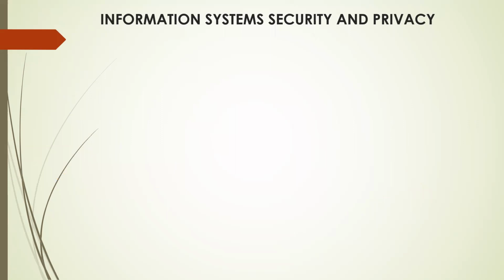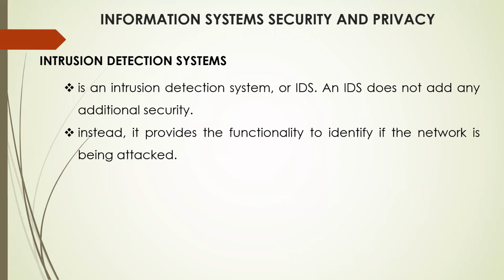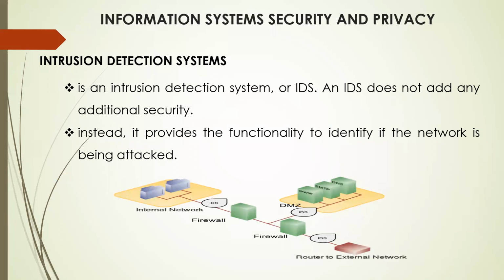Next is intrusion detection systems or IDS. So an intrusion detection system or IDS does not add any additional security. Instead, it provides the functionality to identify if the network is being attacked. So here is the figure also. So an IDS can be configured to watch for specific types of activities, then alert the security personnel if that activity occurs. An IDS also can log various types of traffic on the network for analysis later. So an IDS is an essential part of any good security setup.